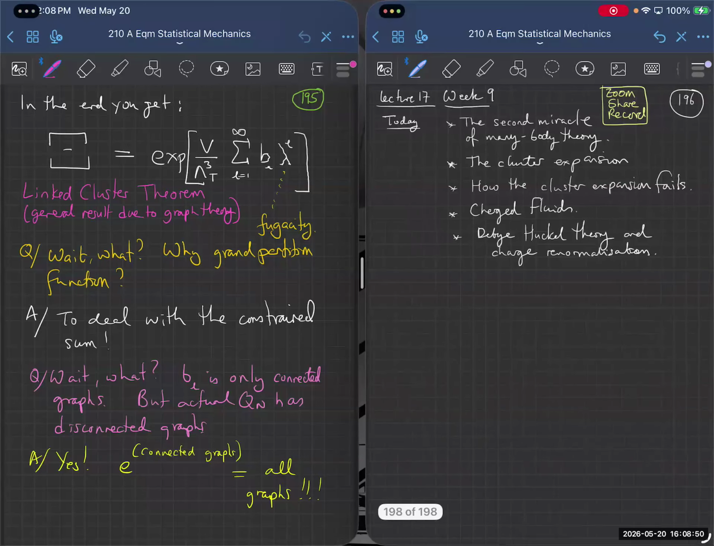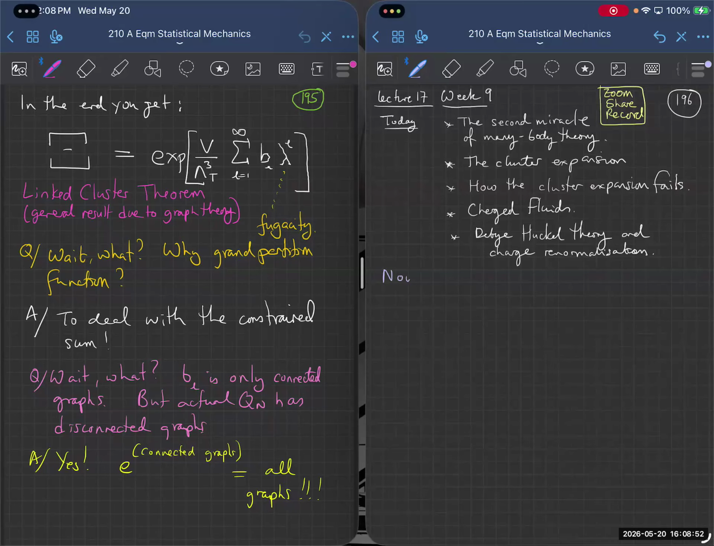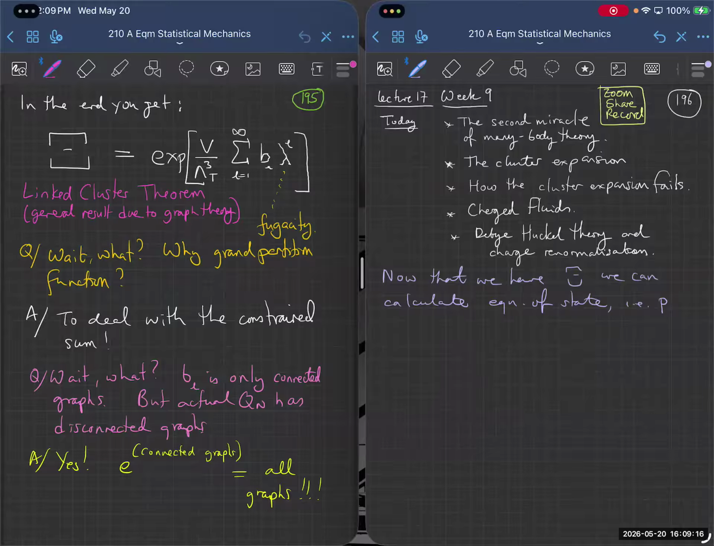Now that we have chi, we can calculate the equation of state, i.e. the pressure dependent on density. And as usual, there's going to be a problem because our formula for chi involves the fugacity, as you can see on the left-hand side. So we also need the constraint equation.